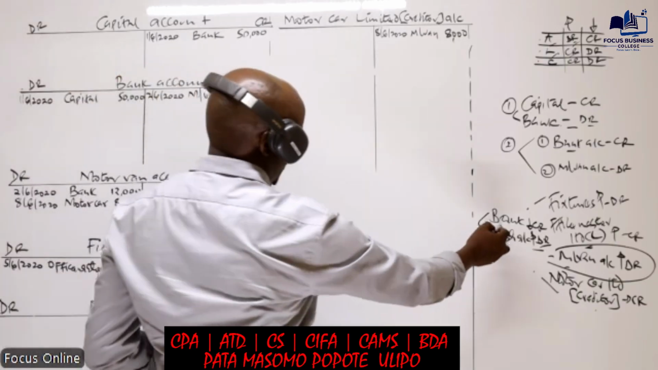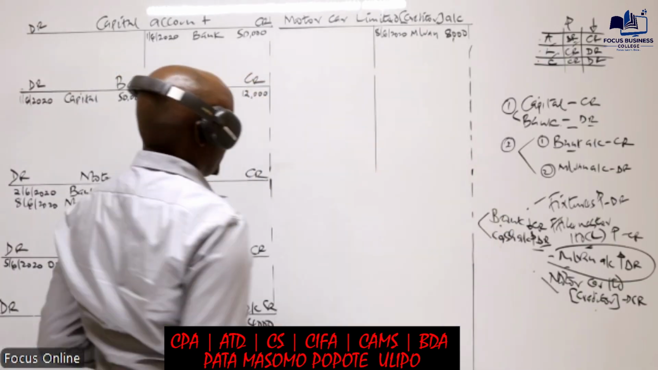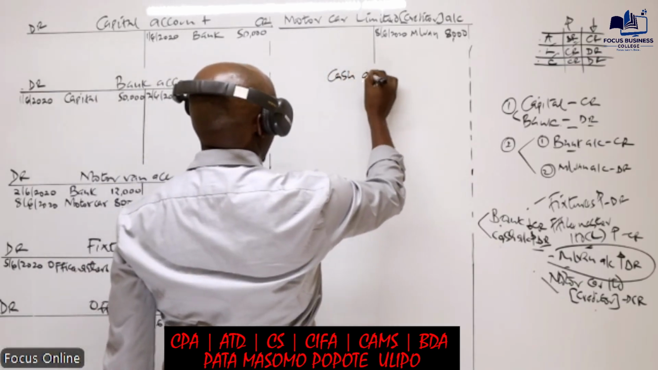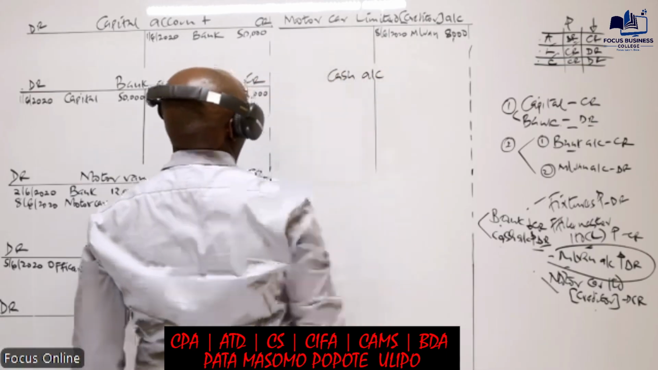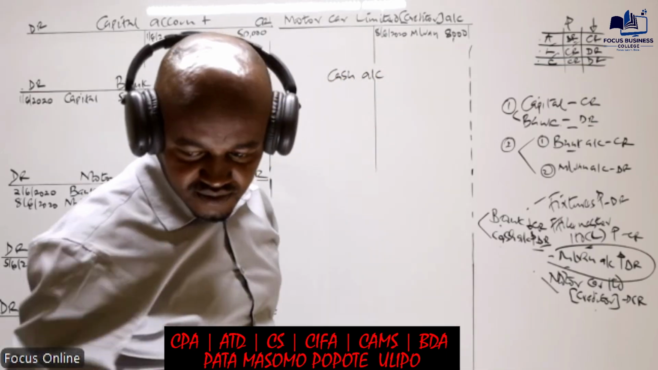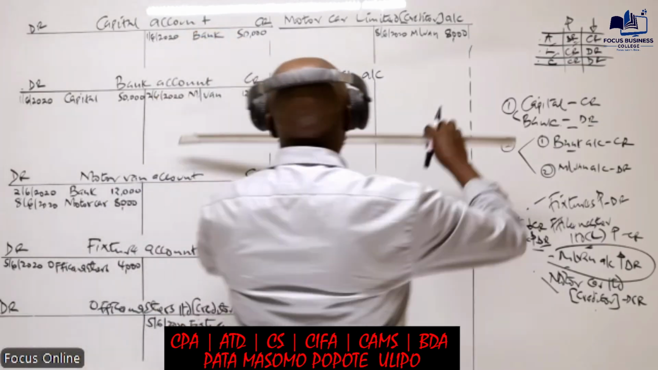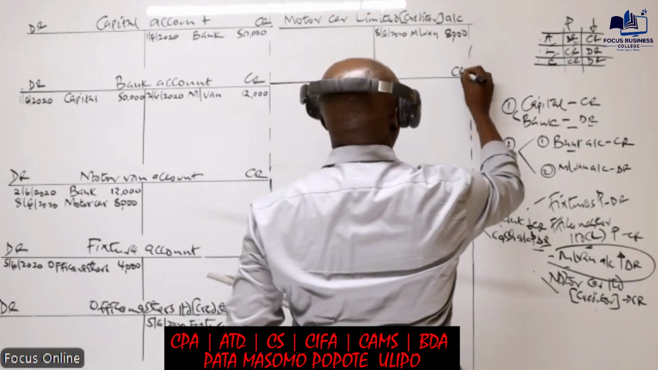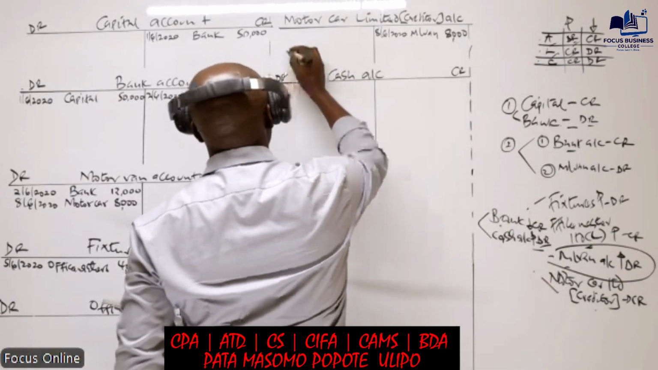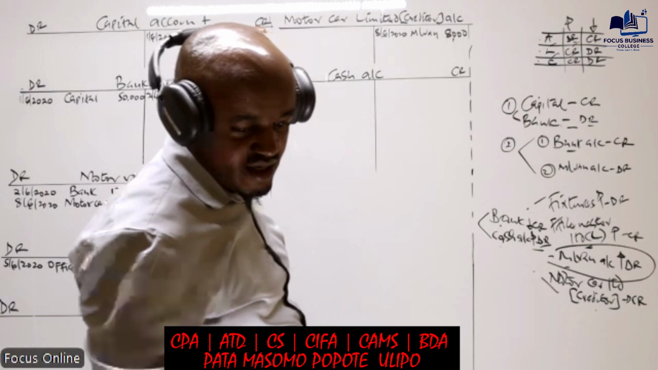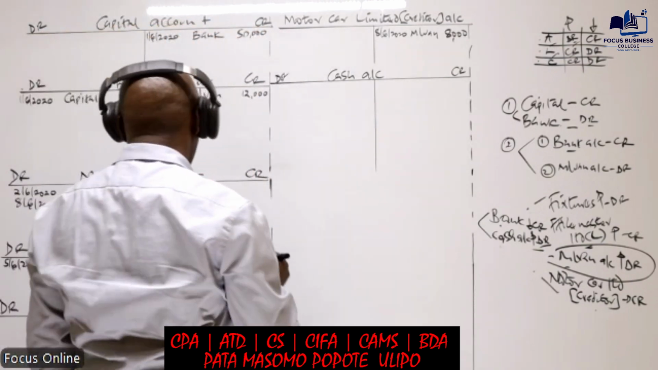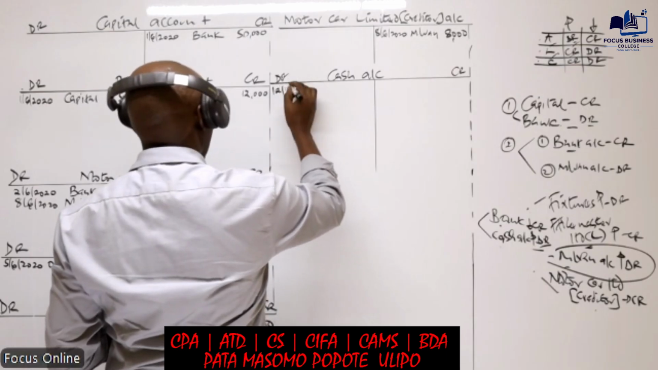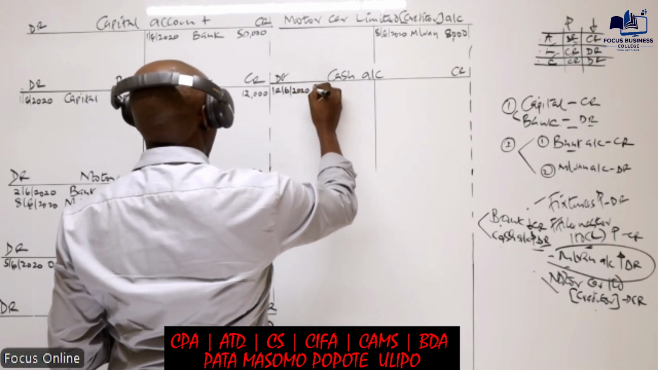We already have the bank account, so we're not going to open a separate one, but we need to open the cash account. This will be the credit side, this will be the debit side. So we debit the cash account. The date is 12th of June 2020.